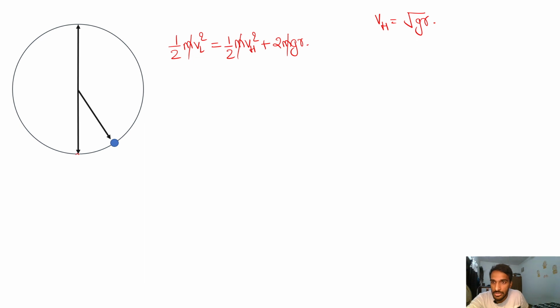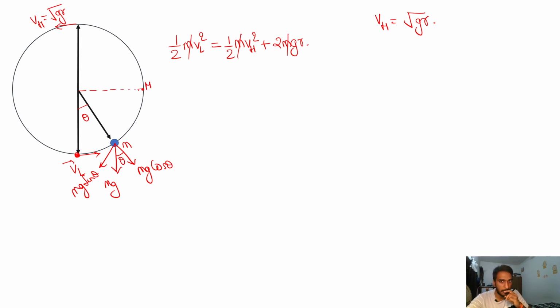So we are finding the equation for velocity at this point vL, given that the velocity at this point vH is equal to root g into r. This is the mass, this is force mg, this is mg cos theta, this is mg sin theta, this is theta, so this is also theta, and we have seen here at this point. So we'll take this case also, right?